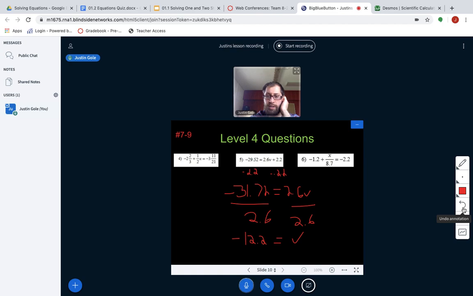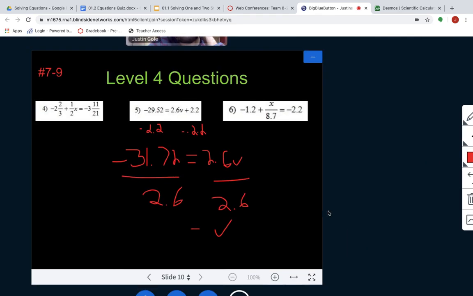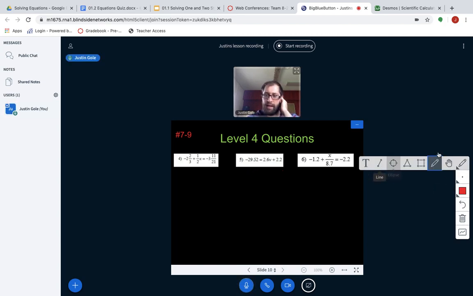Go ahead and pause if you need to check your work. And we're going to do, thanks for bearing with me, just the last problem here. Negative 1.2 plus 8.7 minus 2.2. Okay, take 30 seconds and try to do this last one on your own.